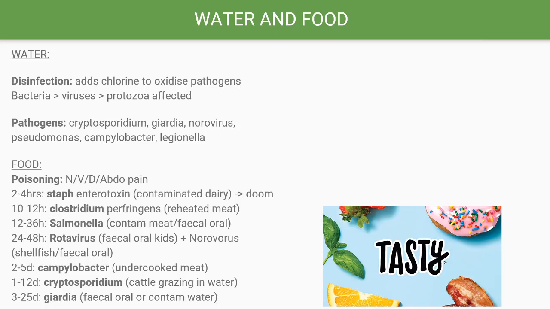In terms of food poisoning, I'll just leave that up there, you guys can read it in your own time, but I'm sure you've all had it. It typically presents with nausea, vomiting, diarrhea, abdo pain, and then staph is the one where there's a question about an impending sense of doom, and that's the staph question. And that's the one that's about 2 hours after some picnic where there's some dairy product. And all the other ones are pretty self-explanatory. Most of them are contaminated meat and stuff.